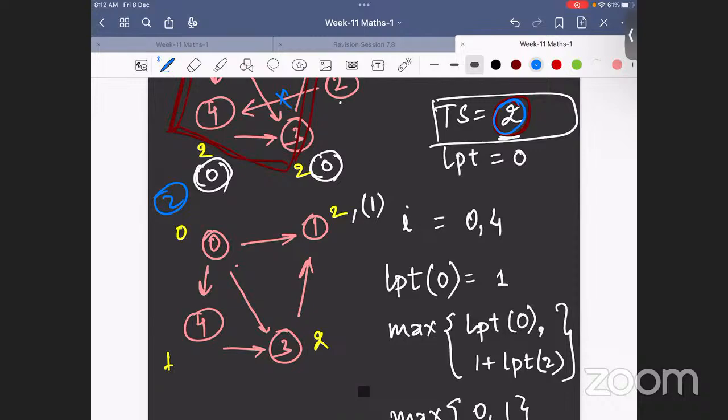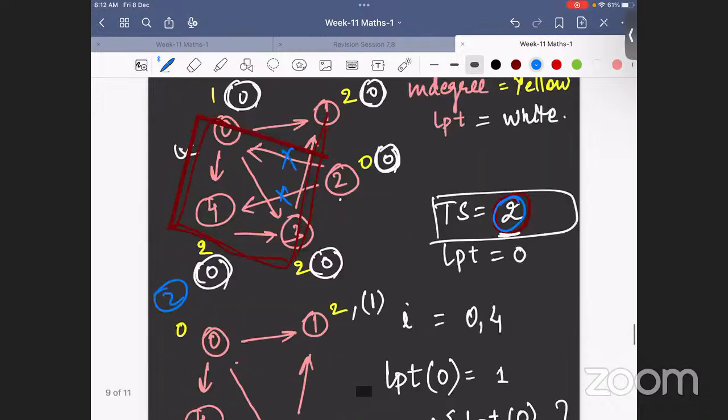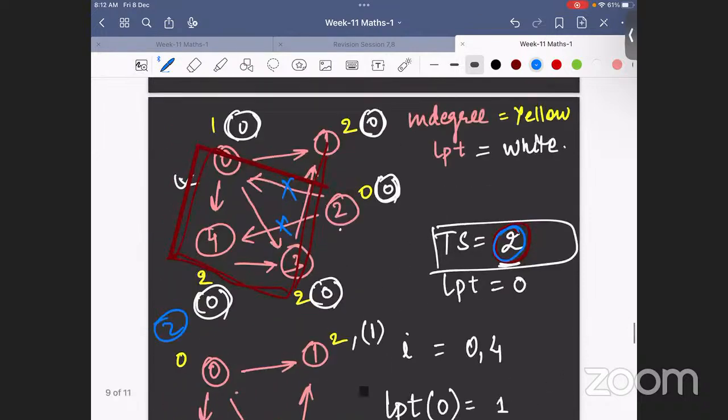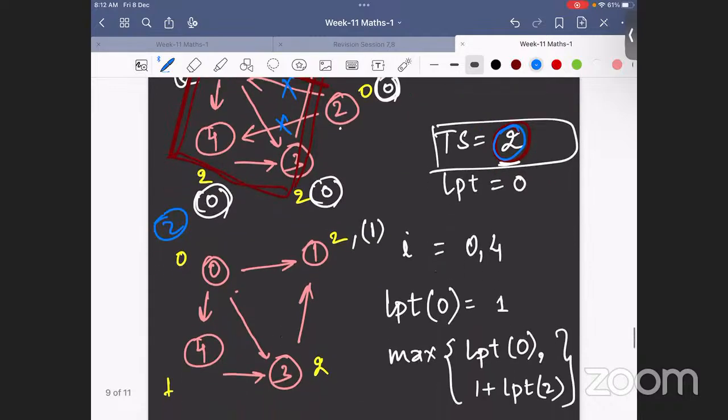So for I, what are the incident vertices from 2? 0 and 4 were the incident vertices. So we have to update the value of LPT, the longest path, for these vertices only, because from 2 you can reach 0 and 4 only. That's why we are updating for 0 and 4.